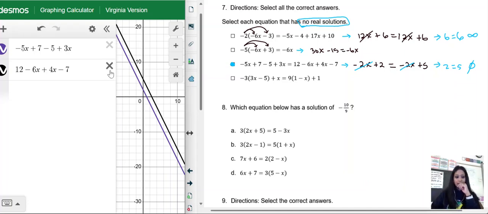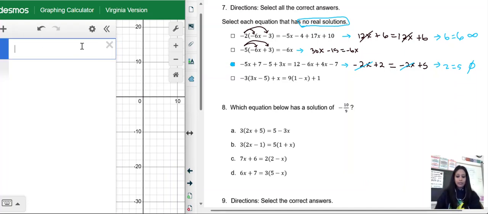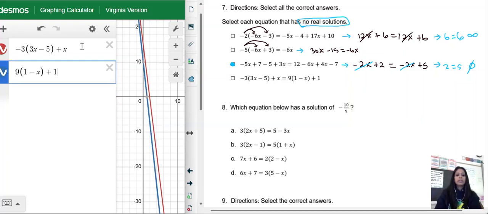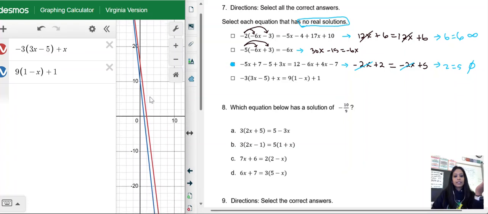Because of time, I'm just going to use Desmos, honestly. So I'll put negative 3 times x minus 5 plus x. Here's the first equation, or the left side of the equation. 1 minus x plus 1. Here's the right side of the equation. It looks like they're crossing. Then there's something wrong here. Hold on. Plus x, 9 minus 1 plus x.